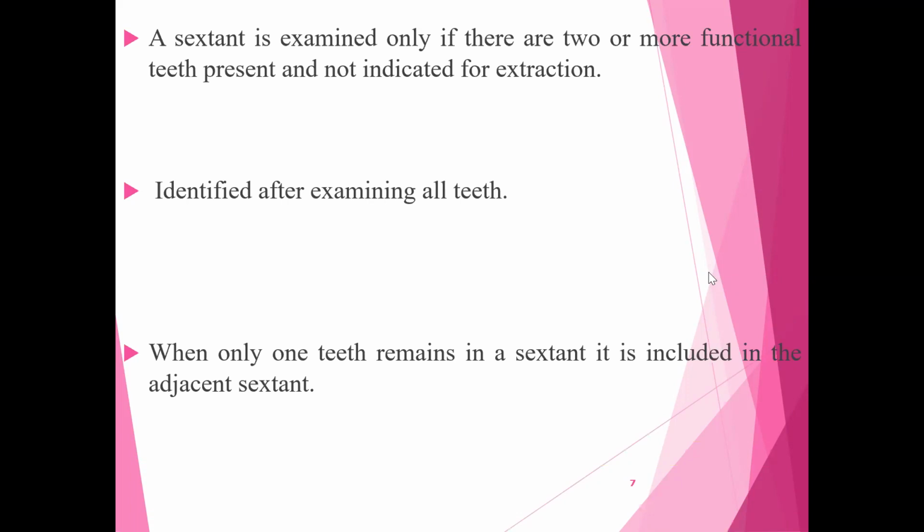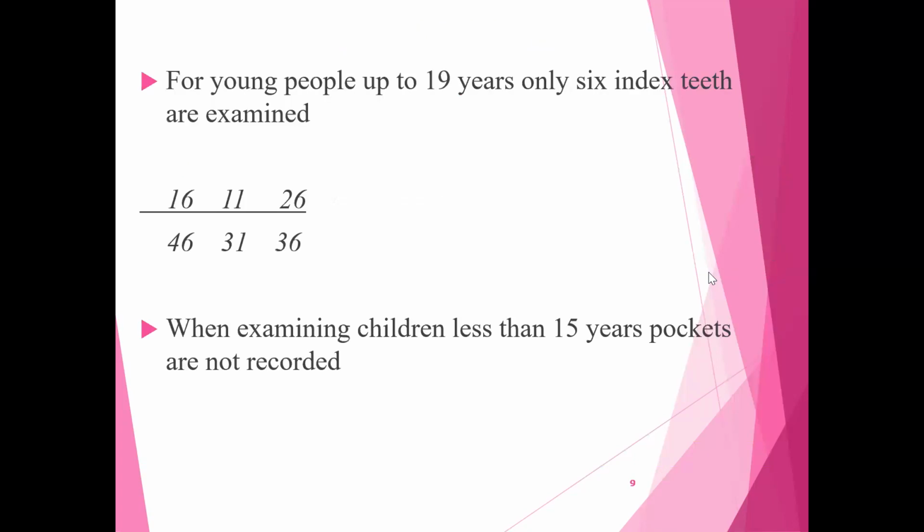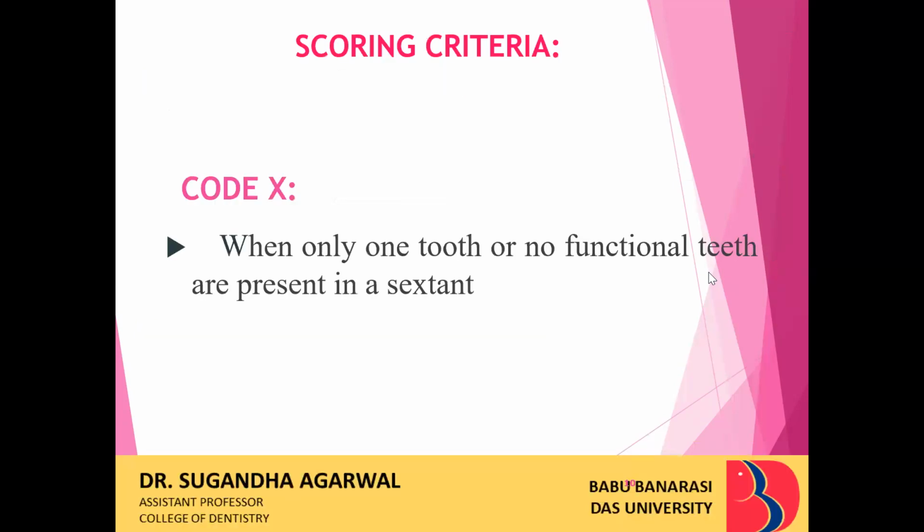Identified after examining all the teeth. When only one tooth remains in a sextant, it is included in the adjacent sextant. Index teeth. These teeth have been identified as the best estimator of the worst periodontal condition of the mouth. For adults aged 20 years or more, only 10 index teeth are examined. For young people up to 19 years, only 6 index teeth are examined. When examining children less than 15 years, pockets are not recorded.